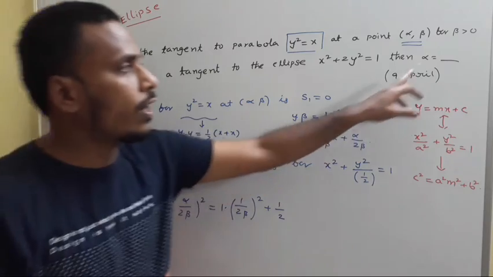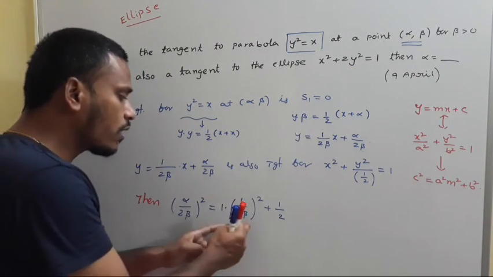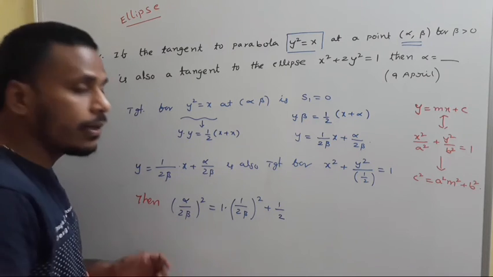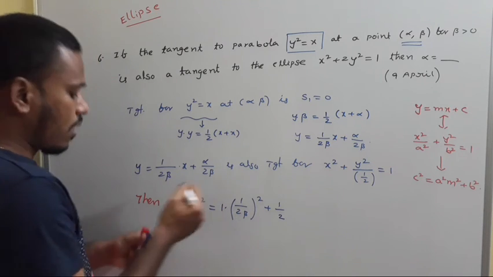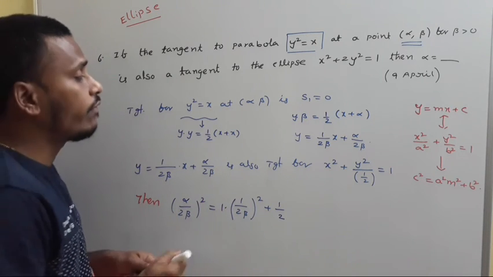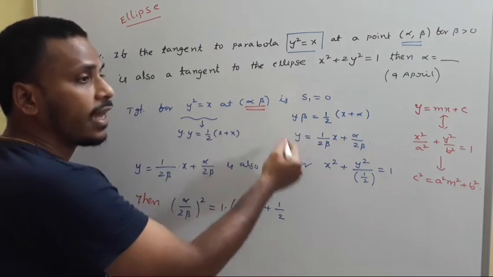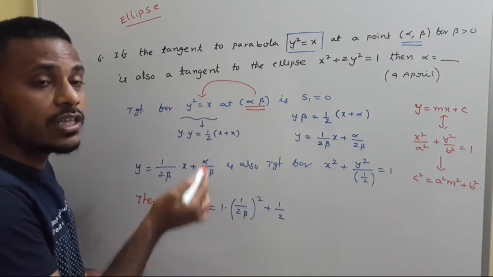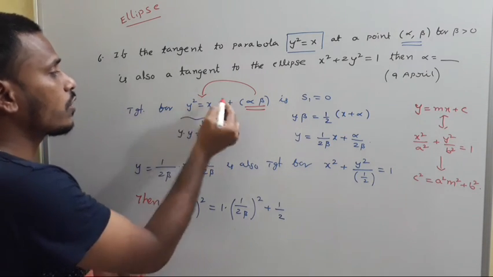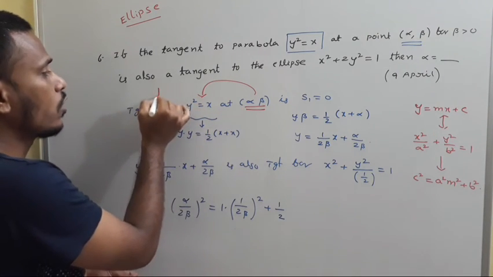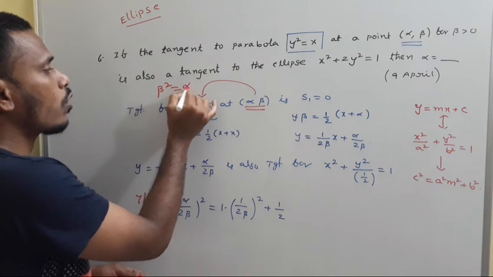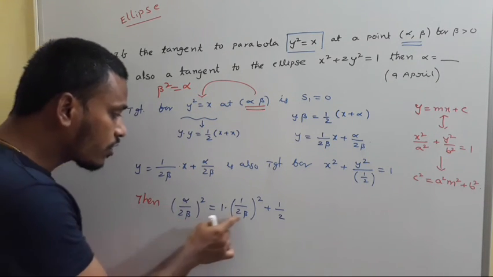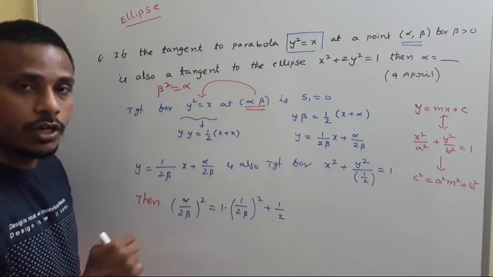So our task is to find alpha. But here the problem involves beta also. We need to rewrite beta in terms of alpha. At (alpha, beta), this is the tangent, and (alpha, beta) is a point on y square equals x. Since (alpha, beta) is a point on y square equals x, it satisfies this curve. So beta square equals alpha. That is another relation between alpha and beta. So we need to replace this denominator beta square with alpha to find alpha.